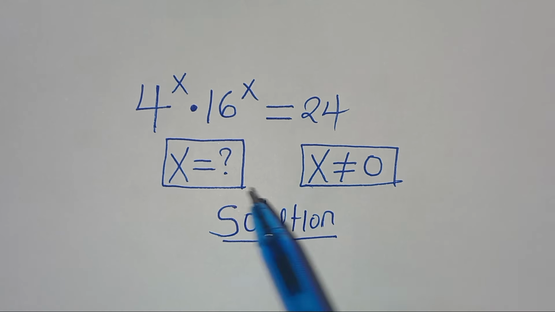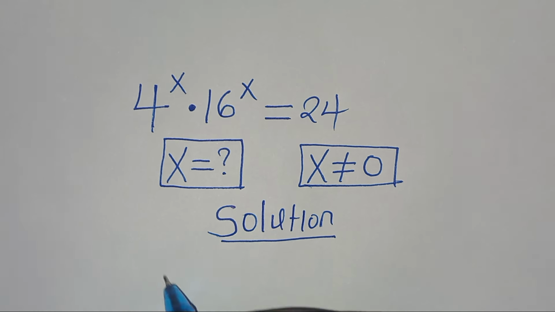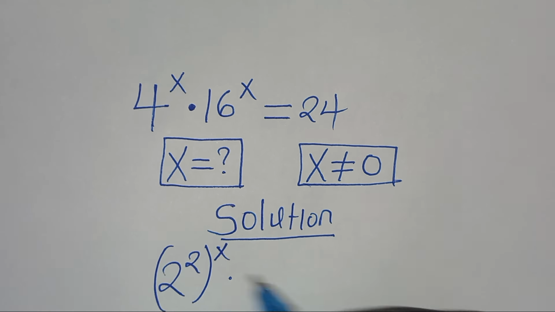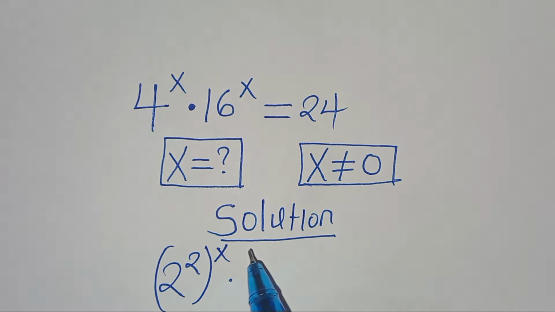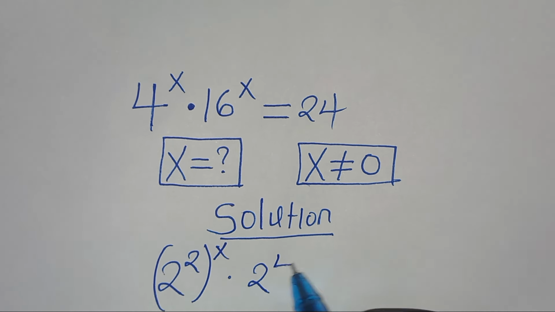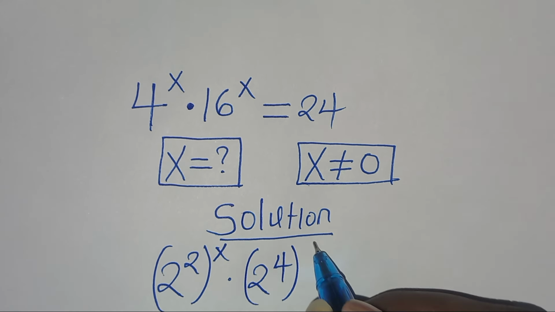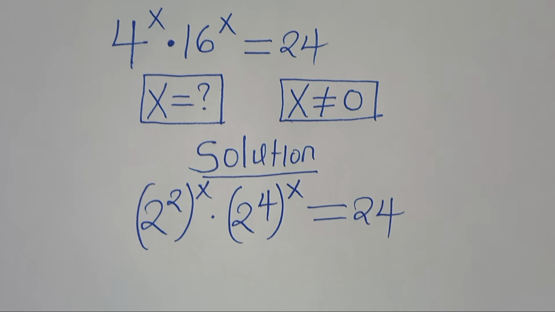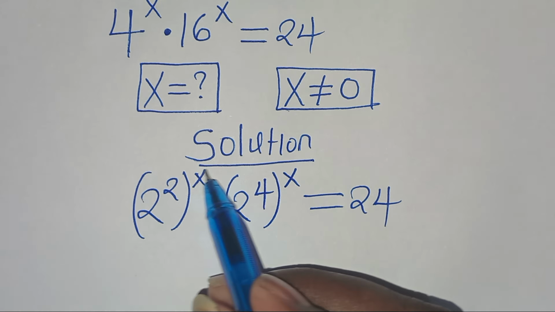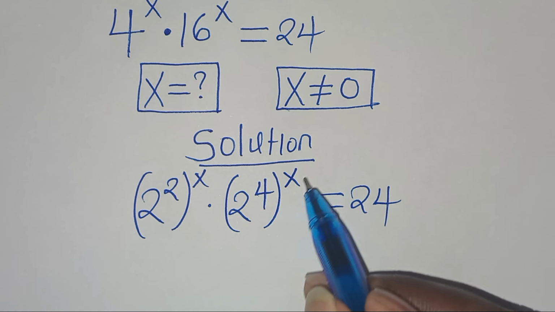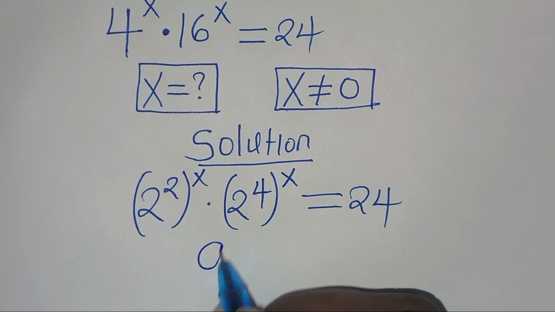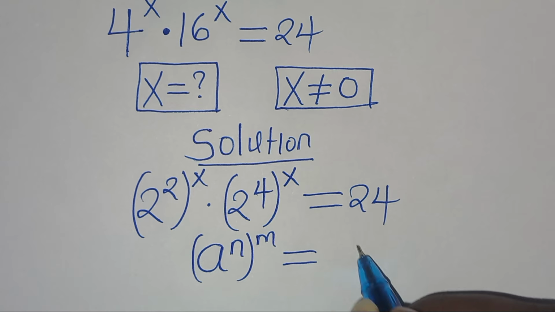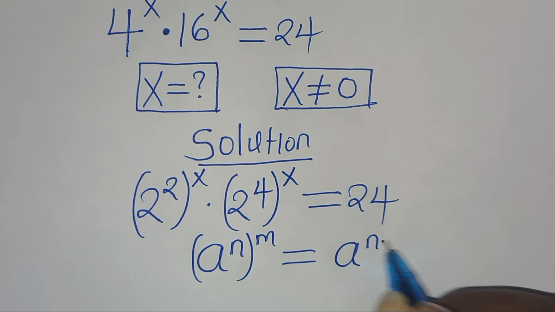Now, we can express 4 to the power of x as 2 to the power of 2, then raised to the power of x, multiplied by 16 to the power of x, which can be expressed as 2 to the power of 4, then raised to the power of x. This is equal to 24. Now, 2 to the power of 2 raised to the power of x and 2 to the power of 4 to the power of x. This is in the form of a to the power of n, then raised to the power of m, which we can express as a to the power of n times m.